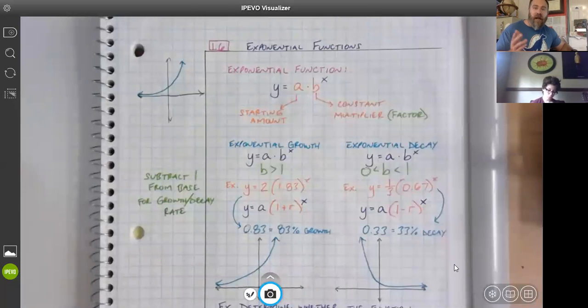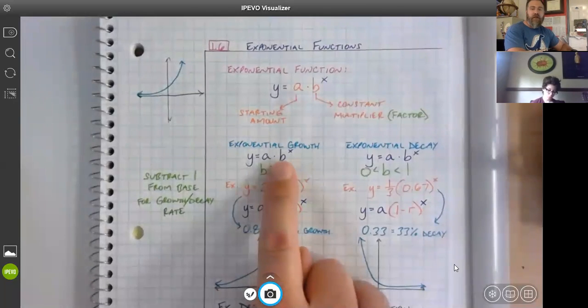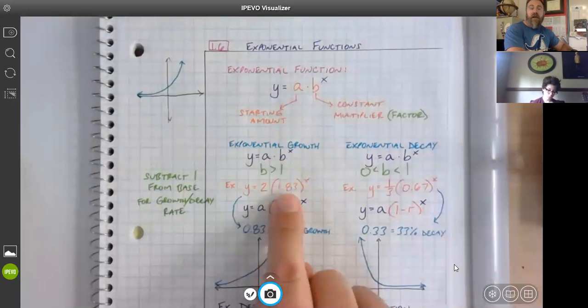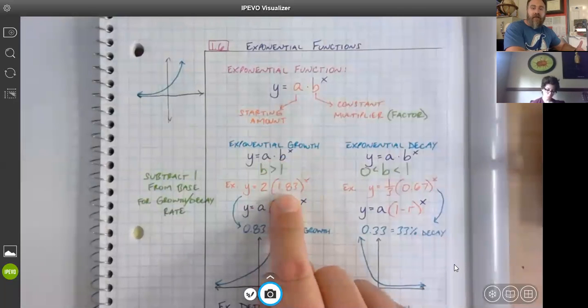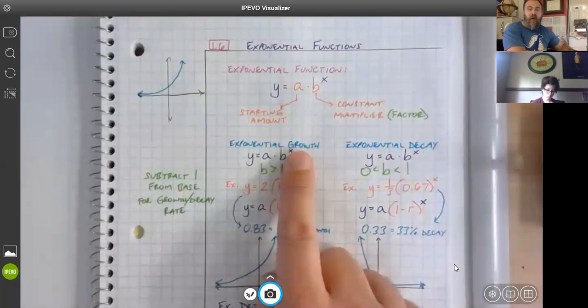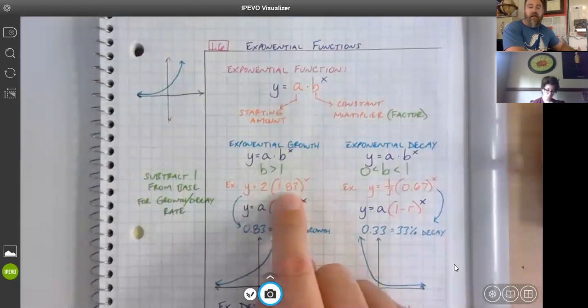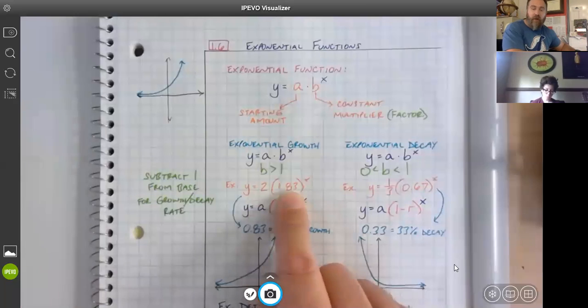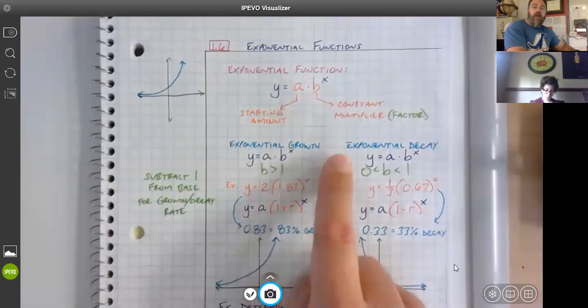But in either case, anytime that base of the exponent, that constant multiplier, is bigger than 1, and this is only a little bit bigger than 1, that's 1.83, it's still going to get bigger. If I were to take 1,000 and multiply it by 1.83, I would get 1,830. It got bigger. That represents growth. And that's a simple thing to identify. Again, it's barely math. You're just looking at a number. Is it bigger than 1? Yep, that's growth.